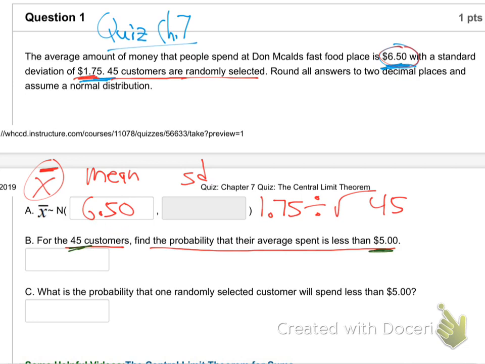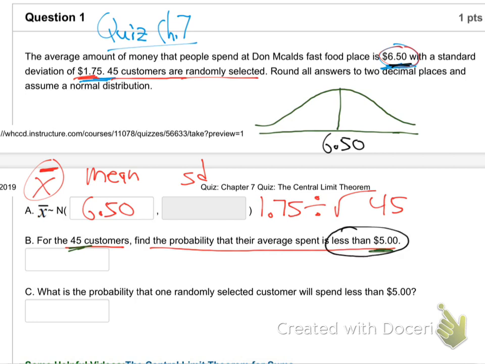All right, let's draw a normal curve. What's right in the middle of the normal curve? Whatever the average is, $6.50. The average person spends $6.50 at McDonald's, and they're wanting less than $5. So $5 is here, my $5 mark there, and less than is to the left of $5.